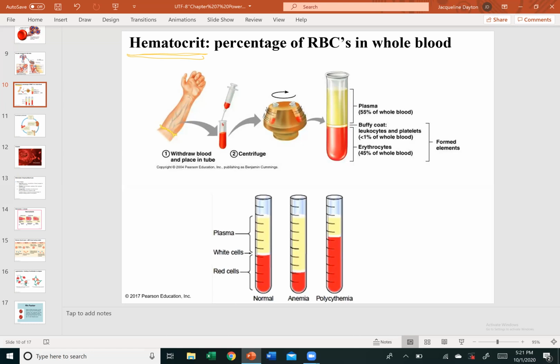So a normal hematocrit for both males and females is somewhere in the range of 44 to 45%, okay? That means out of the entire 100% of whole blood, about 44 to 45% of that is made up of erythrocytes or red blood cells.